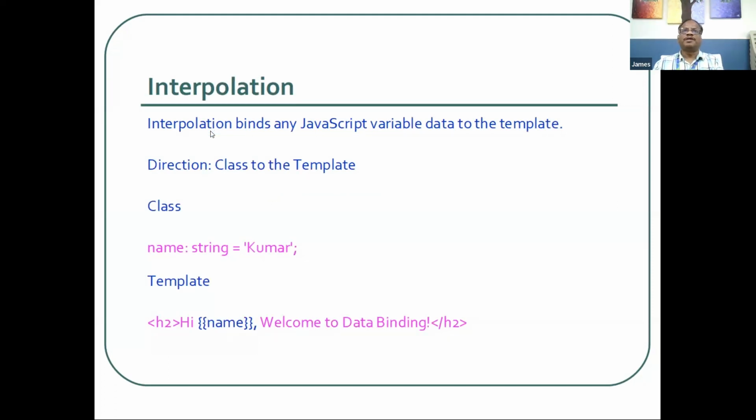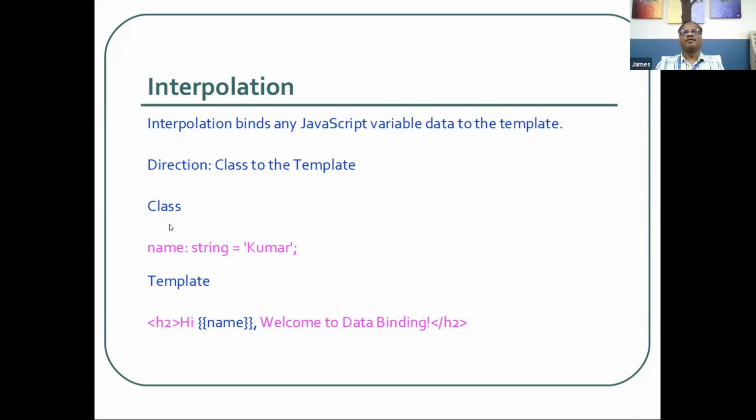First, go for interpolation. Interpolation means it binds that JavaScript variable, the class variable, to the template. So direction means class to template. Okay, so how are we going to pass the data? Let's see the real example.